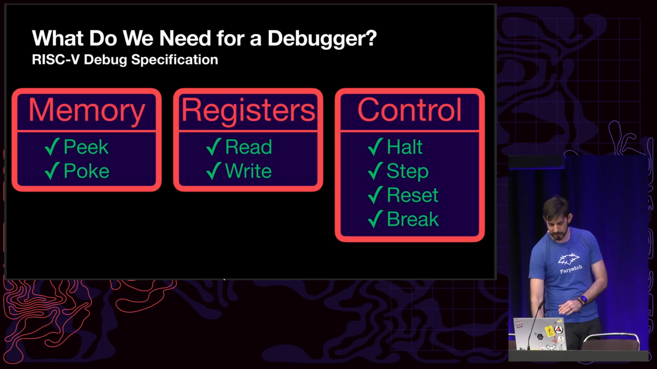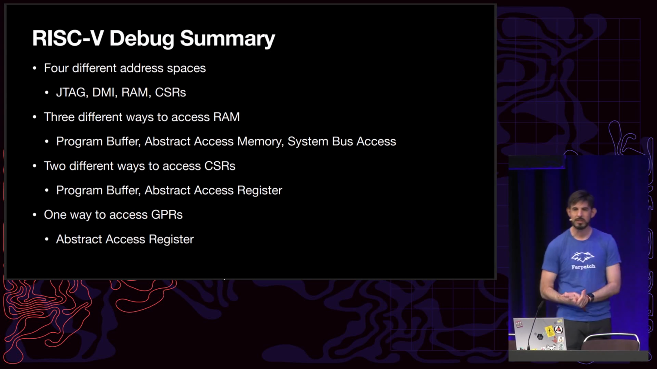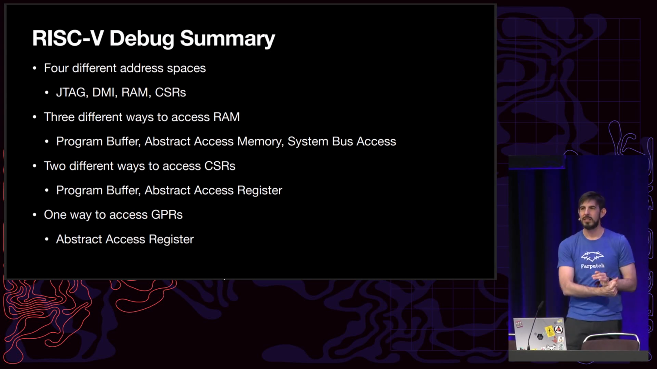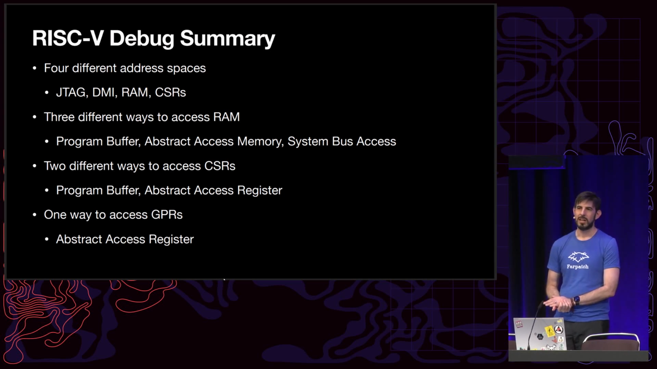I do want to take a brief aside. We have another few minutes here, and we'll first go over a summary. There are 4 different address spaces within RISC-V. There's JTAG with the address 10 for the CSR, address 11 for the DMI. There's the actual DMI address space, which is everything we were talking about earlier. There is, of course, RAM, which is mostly what we're interested in accessing. And then there's the CSRs, which we're going to need to access for things like single stepping and halting the CPU.